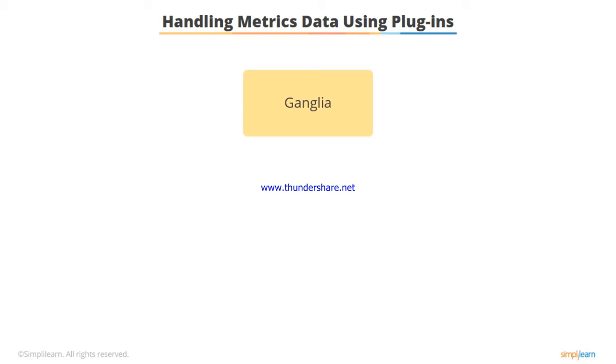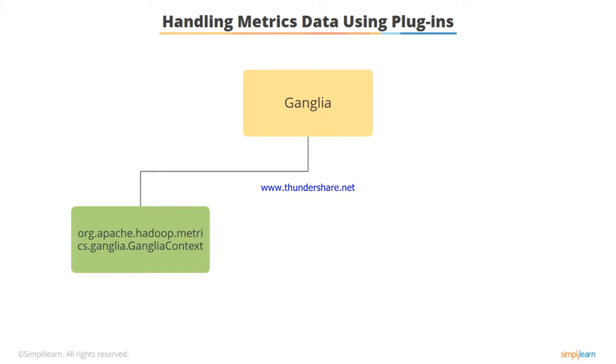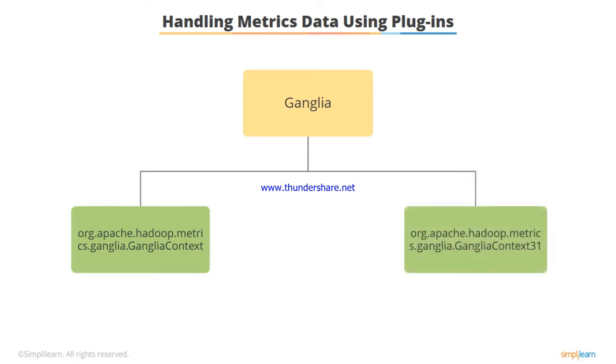Ganglia contexts include the following: org.apache.hadoop.metrics.ganglia.GangliaContext, org.apache.hadoop.metrics.ganglia.GangliaContext31.